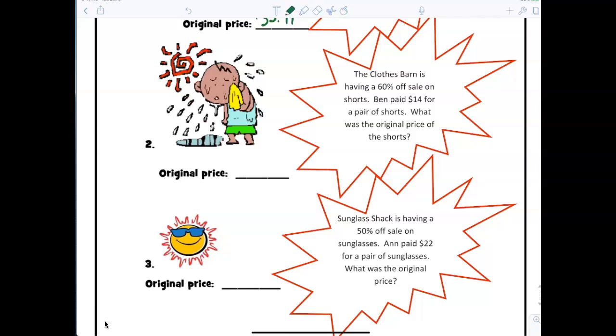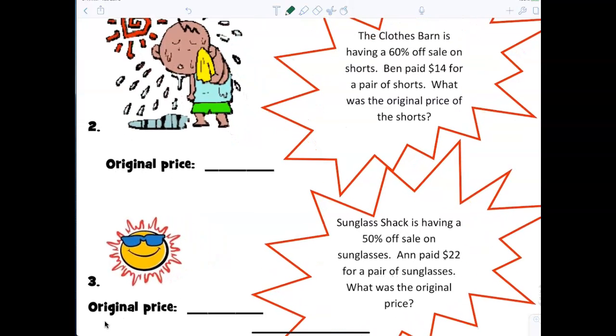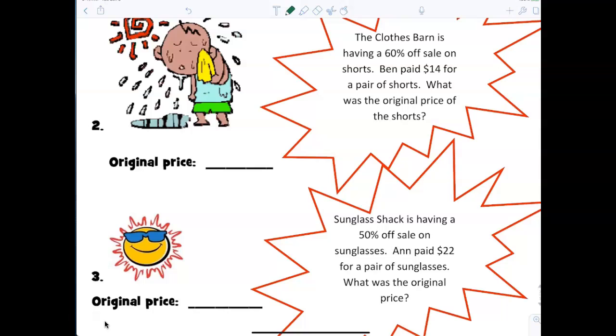The Clothes Barn is having a 60% off sale for shorts. And you pay $15 per pair of shorts. What is the original price of the shorts? So what do we have to do? Tell me how to set it up. 14 divided by, or no, you guys, set it up for me, just like everyone else. It would be X times 0.6. No.